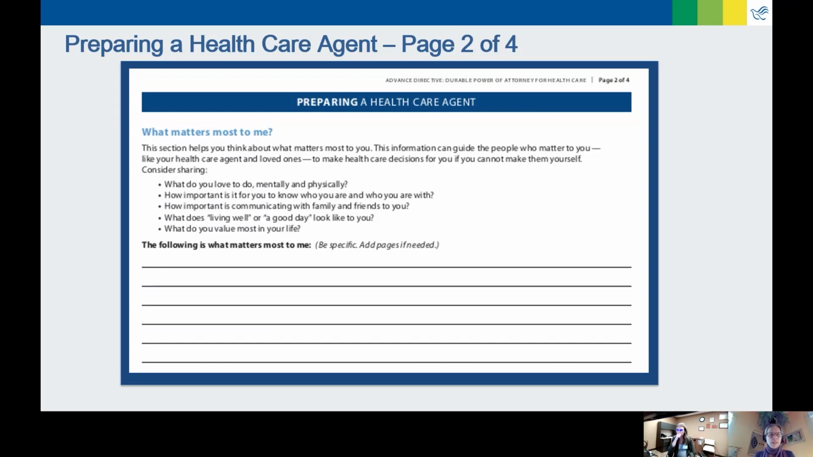And what the decision making often comes down to is, what will the quality of this person's life look like if we say yes to this treatment, if we say no to this surgery, if we say yes to this procedure? What's the quality of their life going to look like, right? So you have an opportunity to speak to what quality of life would be acceptable to you. There's some questions here to get your mind going that you can consider answering.